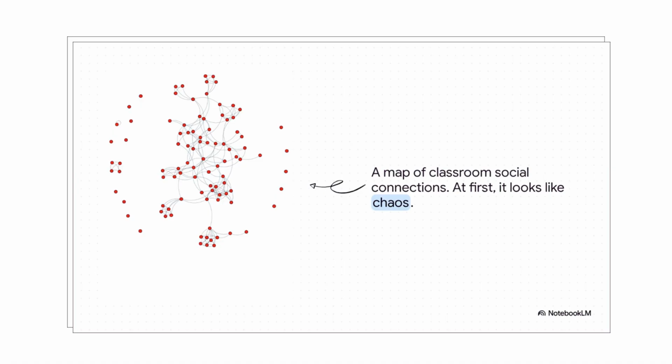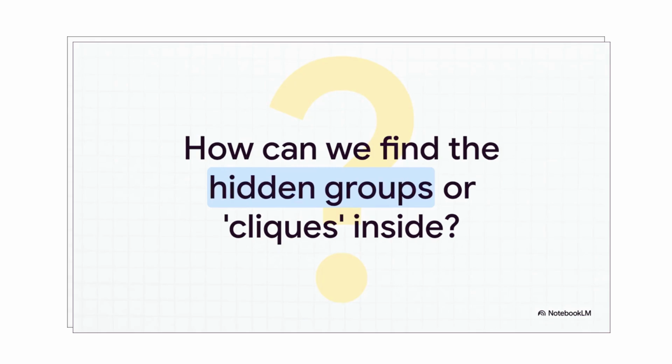And yeah, at first glance, it just looks like a total tangled mess, right? A chaotic jumble of dots and lines. But here's the thing. Think about any social group you've ever been in, a classroom, your office, a neighborhood. There are always smaller groups, right? Cliques, close friends. They're hidden inside that larger structure. So the big question is, how on earth could we find them just by looking at this map?